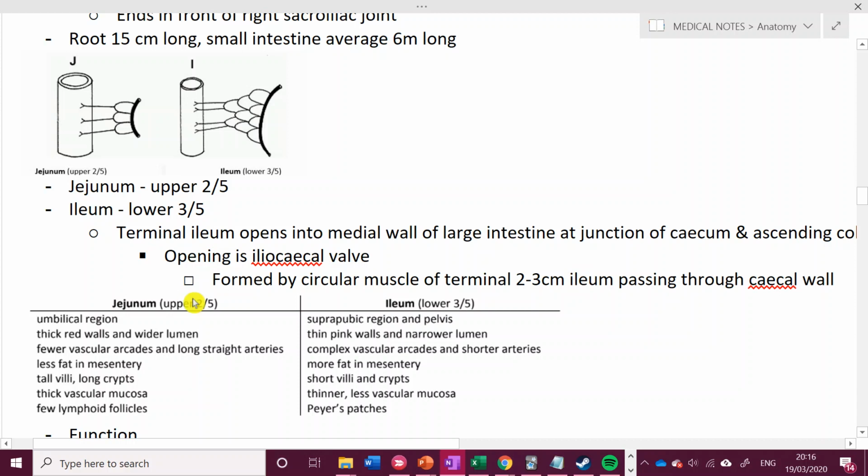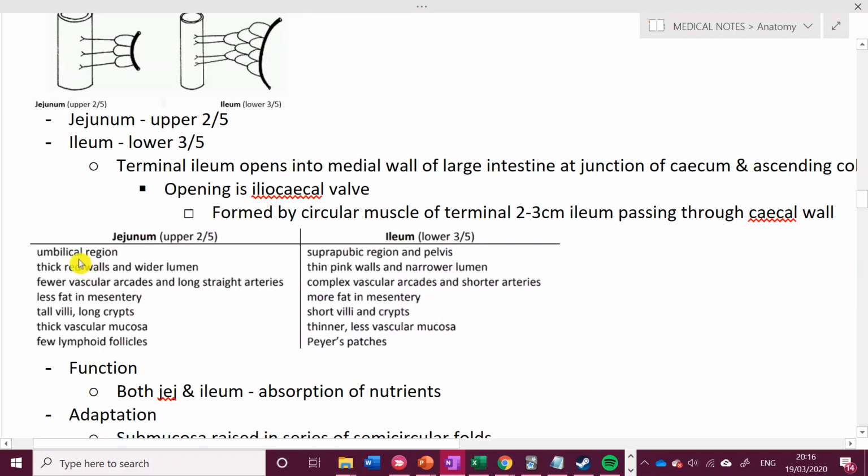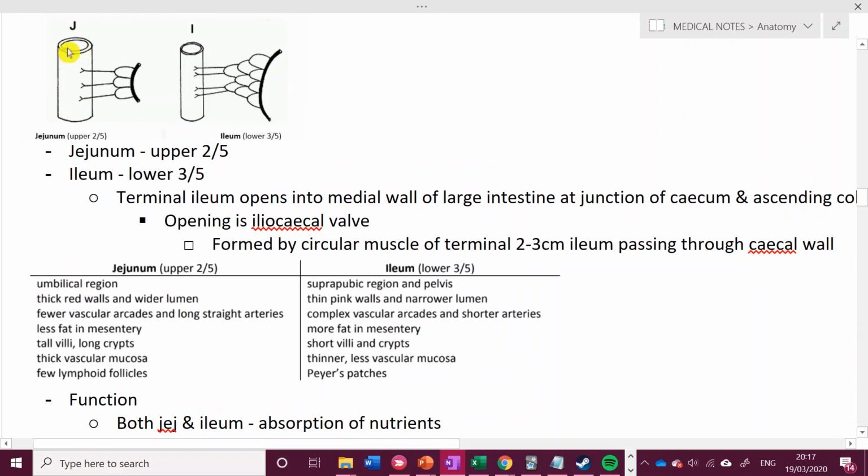So, differences between the jejunum and the ileum. The jejunum is the first part and the ileum is the second part, so they're in different places. Obviously, you'll find your jejunum in your umbilical region, whereas the ileum is more in the lower suprapubic and pelvic region. The jejunum has thick red walls and a wider lumen, whereas the ileum has a narrower lumen and pink, thin walls.